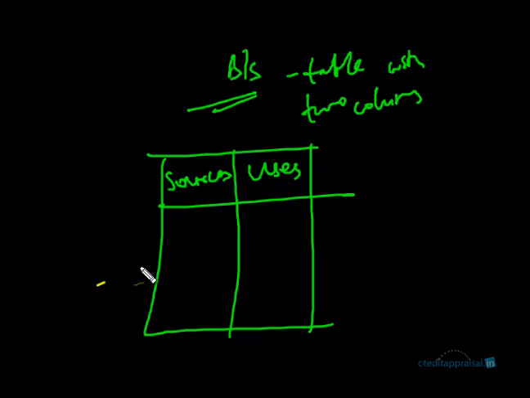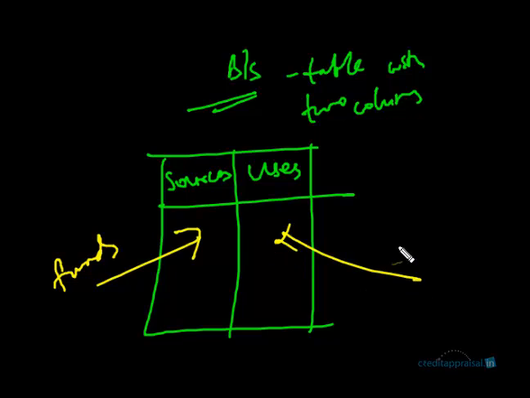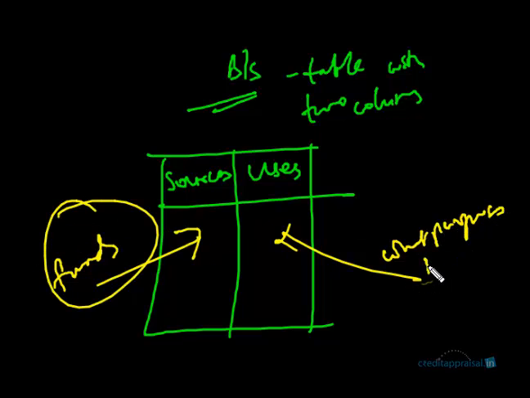In one column you list all the sources of funds. So what are the sources from which the business has obtained funds? These are the sources of funds. And here you list all the uses. What did it do with the funds? For what purpose were these funds raised and put to use? That is what a balance sheet does.